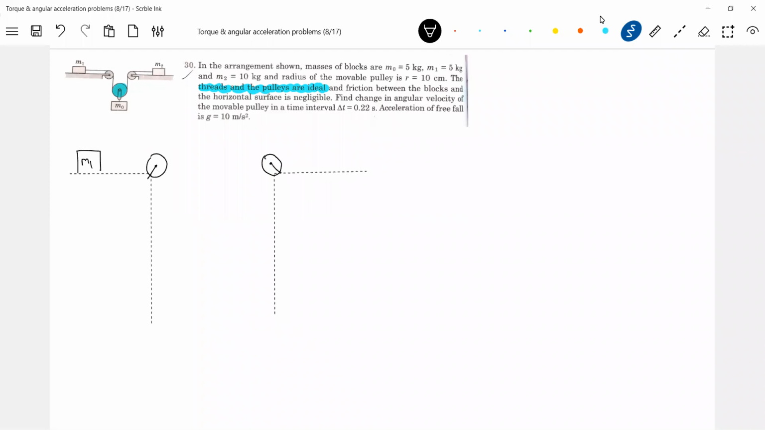These are fixed pulleys. No, I'm not much bothered about this fixed pulley. Okay, there's no problem with this. Let's go for that movable pulley here, so that I'll draw a little bit big so that we can analyze it. No, this is a thread.